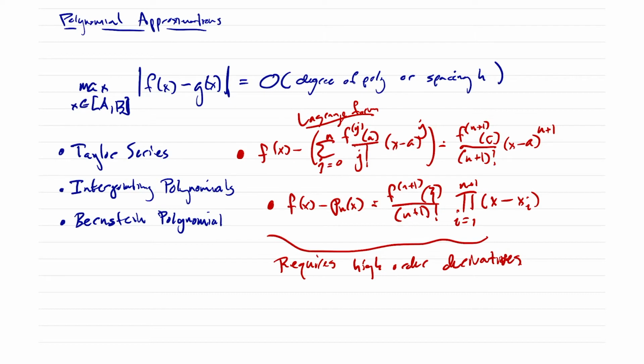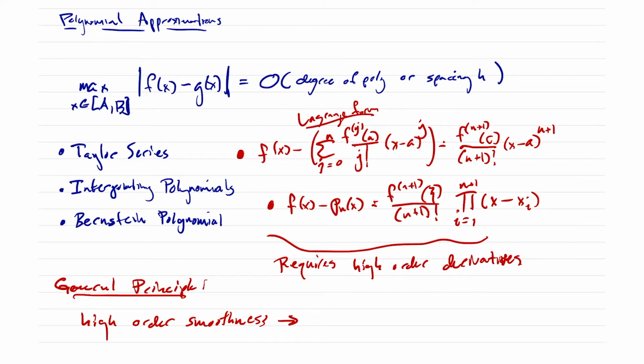And the general principle here is that high order smoothness implies that we're going to have faster convergence. That's generally what it means. It isn't always true, but if you want to get higher convergence rates, you have to assume higher order, and that's particularly true with Bernstein polynomials.